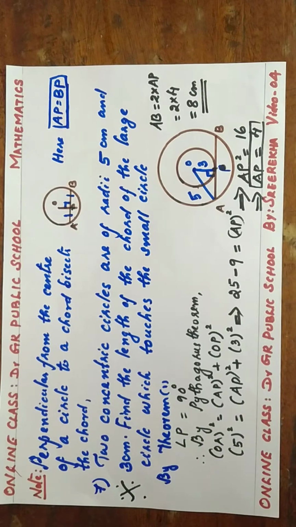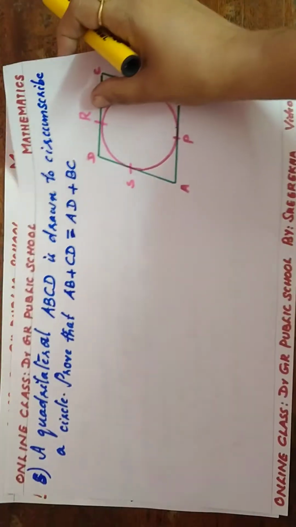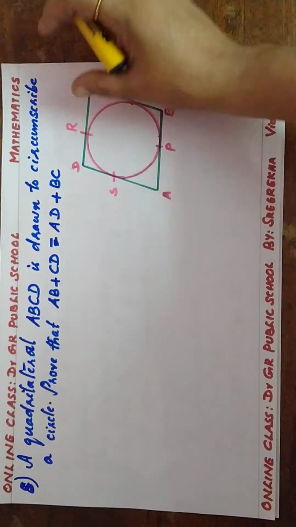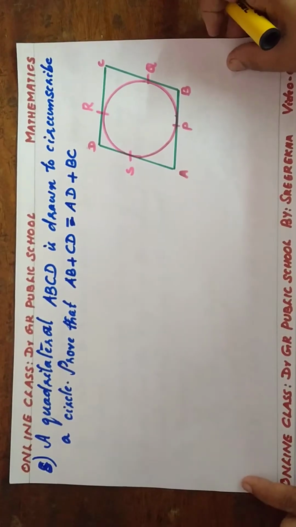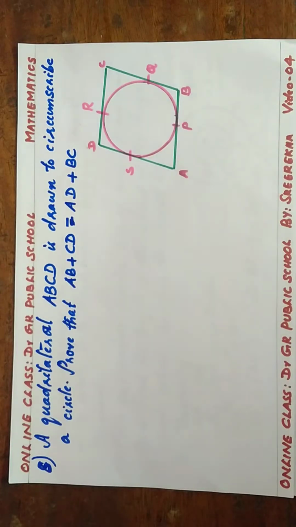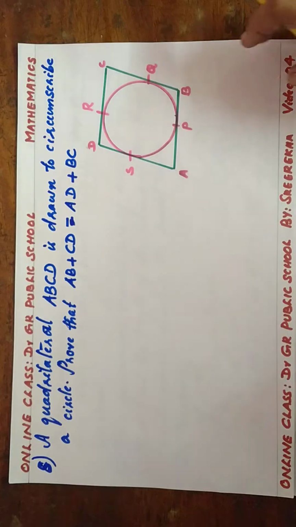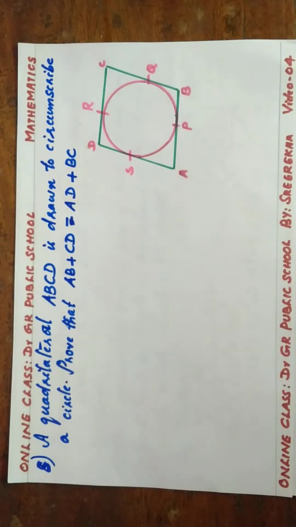Very important question. Now I am going to discuss another question. All of you listen here. That is question number 8 in the textbook. A quadrilateral ABCD is drawn to circumscribe a circle. Prove that AB plus CD equals AD plus BC. A very important question. What is the question?